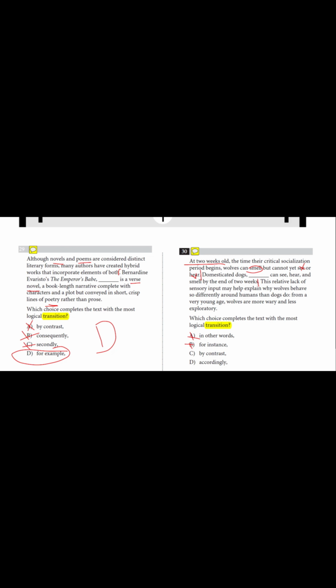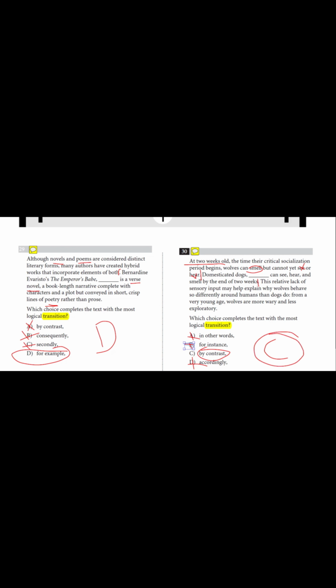By contrast, which is the case here, because there is a contradiction. Wolves at the age of 2 weeks can only smell but can't hear or see. On the other hand, or by contrast, dogs can see, smell, and hear at the same age. So this is the correct answer. Okay, and accordingly also is not correct, because accordingly means as a result, or whenever we talk about a cause and effect relationship. So C is the correct answer.